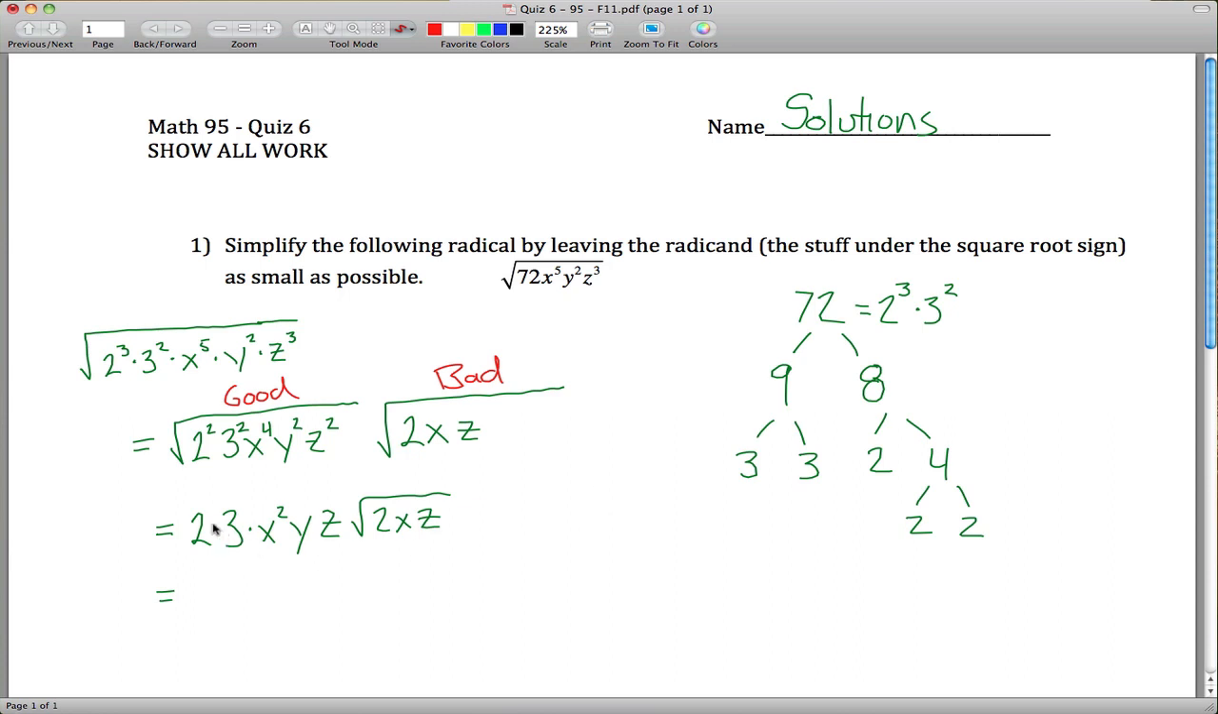We can actually go one step further. Instead of 2 times 3, might as well call it 6. 6x squared yz times the square root of 2xz is the final answer. All right, moving on to the next problem.